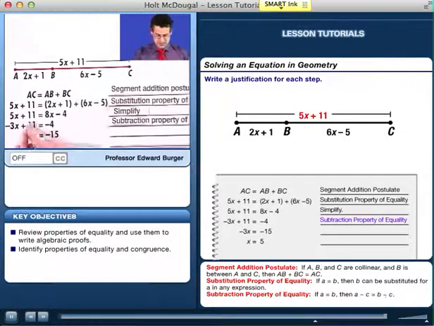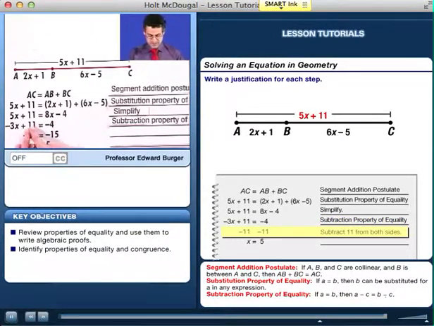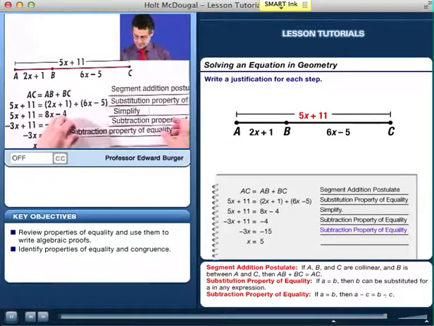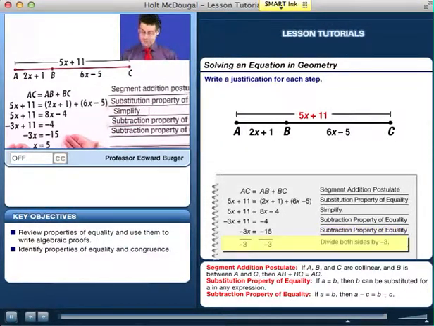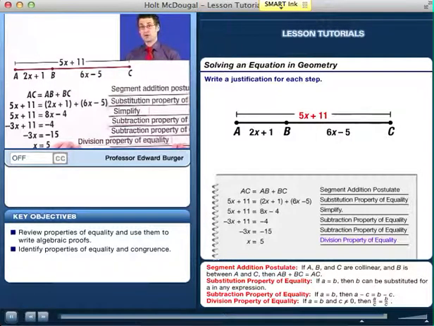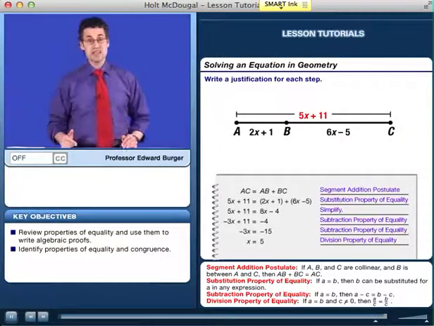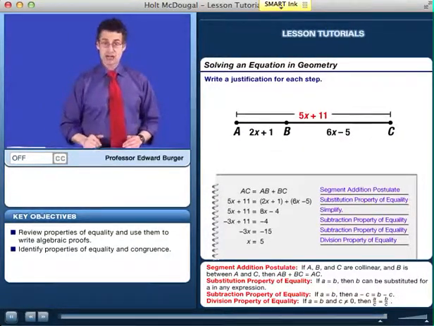Well, now I want to subtract 11 from both sides to get the 11 off of here. And that, again, is the exact same reason. It's just the subtraction property of equality. Great. Slide that into the reason section. And finally, last thing is to divide both sides by -3, so we get the answer x equals 5. And that, of course, is nothing more than good old-fashioned division property of equality, that we can divide both sides of the equality by -3, and we still have an equality. So those are the reasons for each of these steps in this algebraic proof.